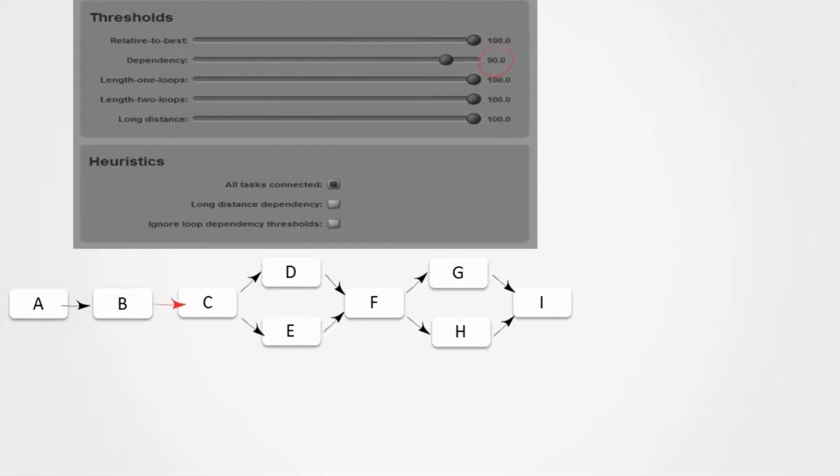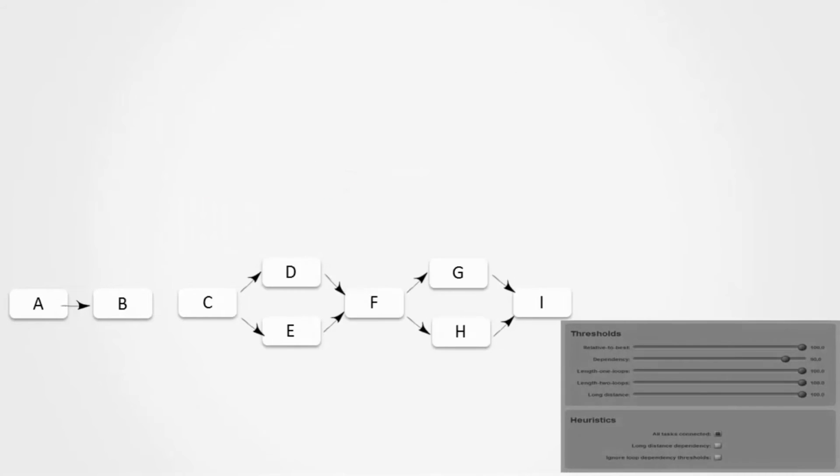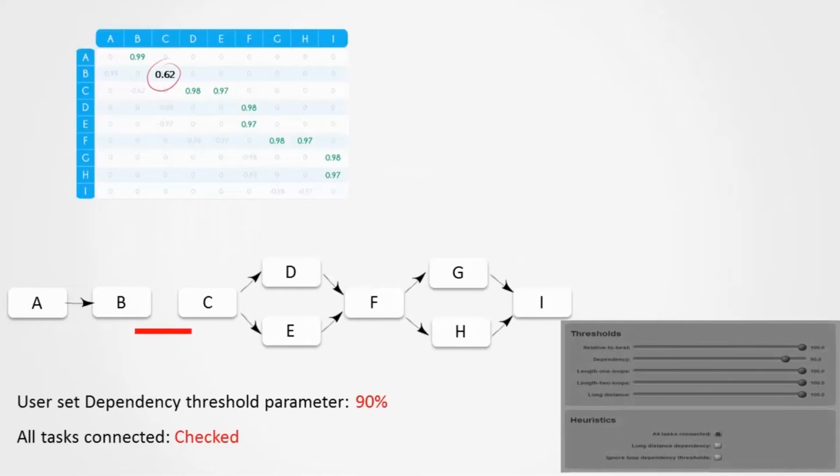Now we are going to explain how the all tasks connected parameter functions. So we return the dependency measure to 90%, removing the connection between B and C. Basically, when we check the all tasks connected parameter, the algorithm assumes that it is not allowed to have activities with 0 input or output edges, apart from the initial and final ones. Hence, it uses the dependency relation with the highest value to create at least one input and output edge for every activity, even if it's below the dependency threshold.